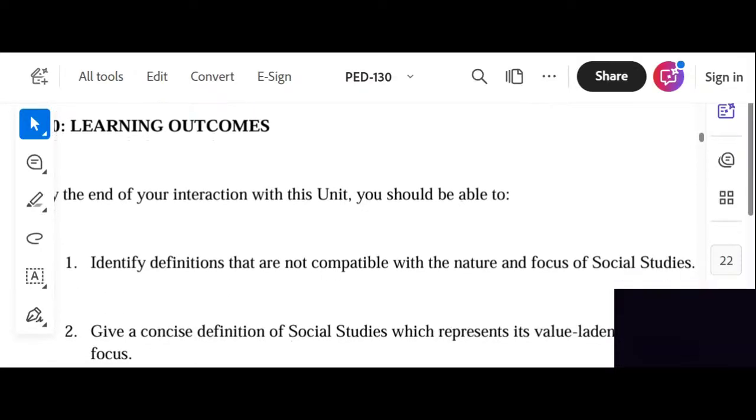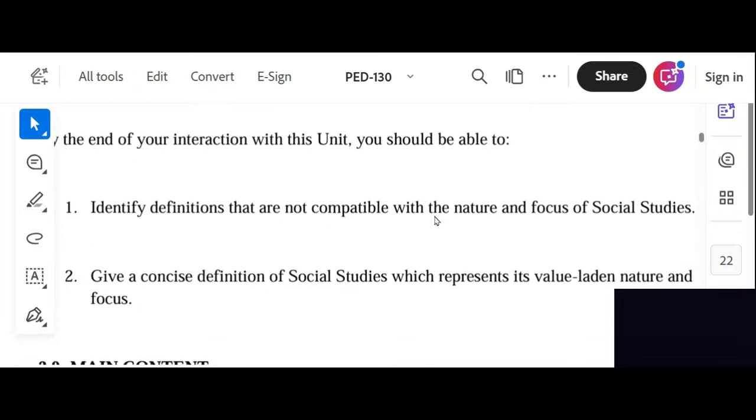So by the end of this unit, we should be able to do the following. These are checkpoints that we need to visit from time to time, go up, come back, and see if we have truly achieved that. They just want us to know two things by the time we are done with this unit under the meaning of social studies. One, we should be able to identify definitions that are not compatible with the nature and focus of social studies.